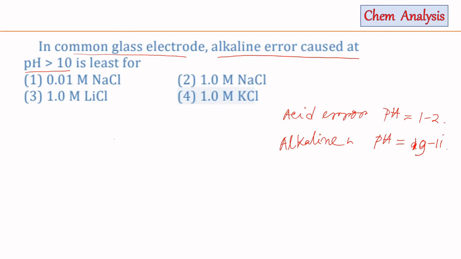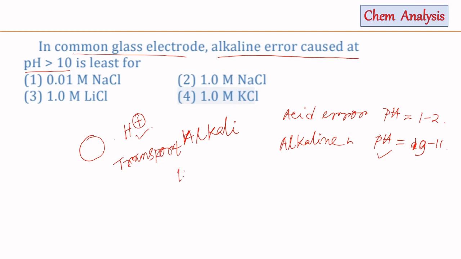Okay. Now, in case of alkaline error, due to the presence of alkali metal cations, they move in the electrolyte solution and therefore they reduce the transport number of the H plus ion that is present in the solution and for which the pH arises, and due to the decrement of the transport number of the H plus ion, there is some error observed in the calculation. There is a decrease in the measurement due to involvement of this alkali metal cation.